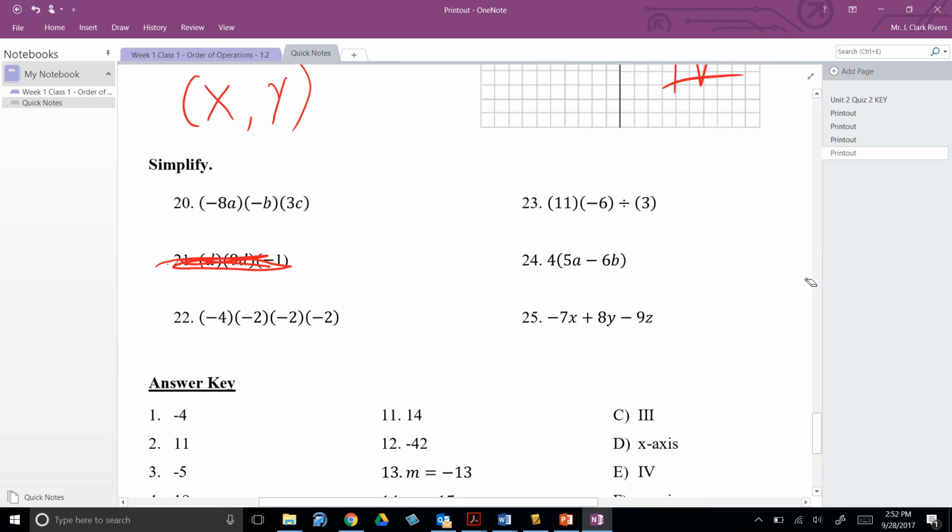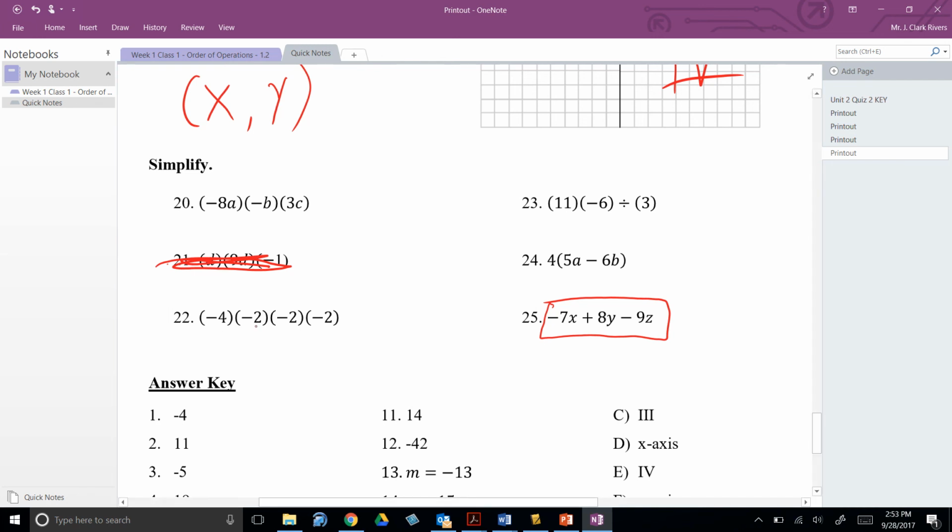Let's keep going. Let's skip on down here to number 25. 25, I've got negative 7x plus 8y. Are these like terms? That's got an x, that's got a y. These are not like terms. Minus 9z. Does the minus 9z match up to anything? No, it does not. Z, y, x. We have all unlike terms. This cannot be simplified. That is what we have. It's already simplified.